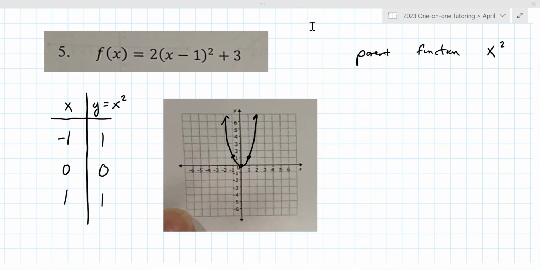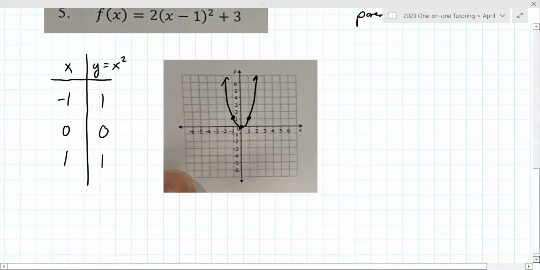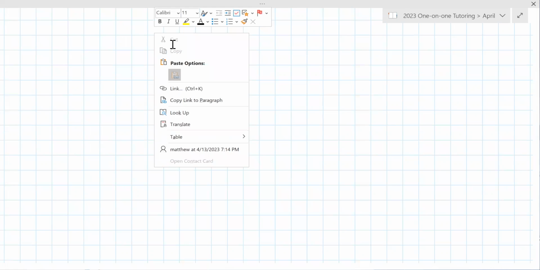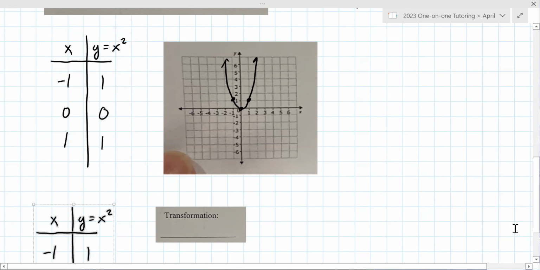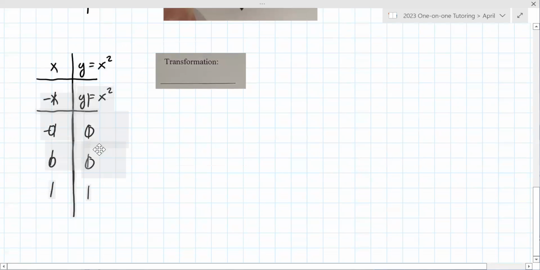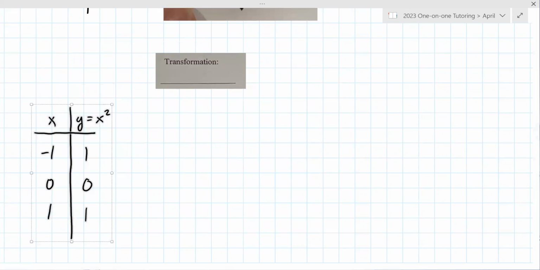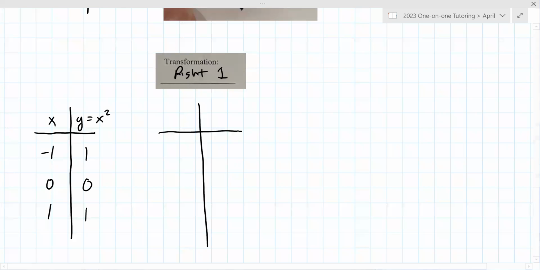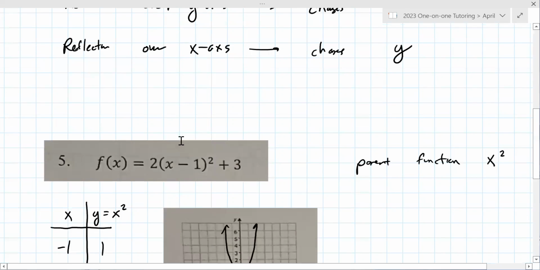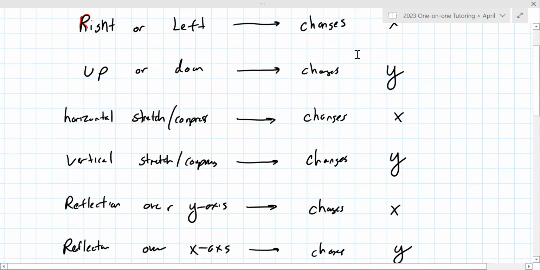Let me know when you have that down. All right, got that down. Okay. So the next thing to do here is to work on each transformation. The first transformation we're going to work on here is to the right 1. All right. So does this affect the x or the y value? That affects the y value. Okay, so that is the first incorrect answer. We're going to go back and look at this one more time.